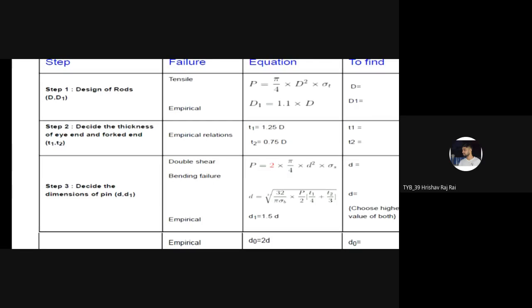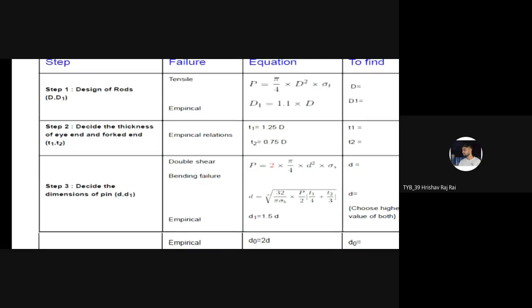Okay. So from this formula, we can get the diameter of that pin, that is small d. And then we are going to check whether this diameter of the pin is sustaining the bending stress, that is sigma b. We are going to use the formula for calculating the diameter of that pin: d is equal to the cube root of 32 divided by pi sigma b, multiplied by P divided by 2, in bracket, t1 by 4 plus t2 by 3. This formula is used for checking the bending stress.